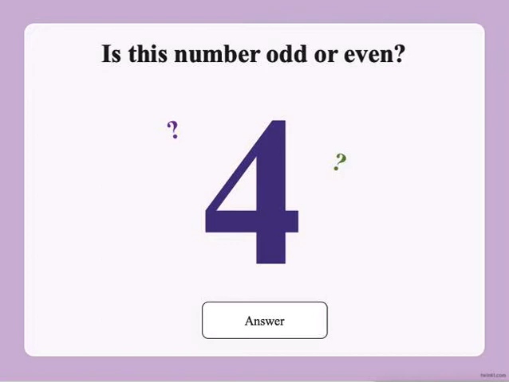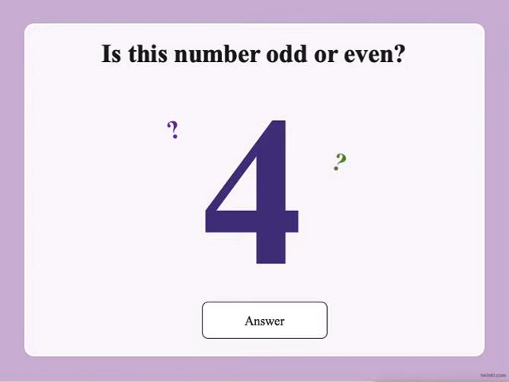3, we can't divide that by 2. 4, we can divide that by 2. 4 divided by 2 is 2. 5 divided by 2, can't really do that. 6 divided by 2 equals 3. 7 divided by 2, can't really do that evenly. 8 divided by 2 is 4. We can do that. So far we've noticed that numbers divisible by 2 are 2, 4, 6, 8.